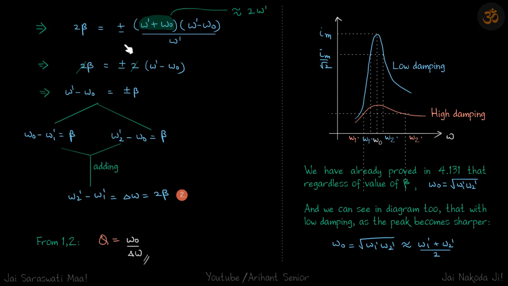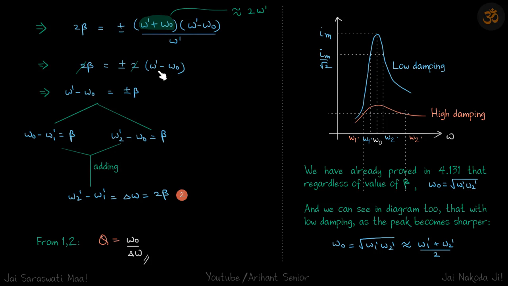So 2 beta is equal to plus minus. We can rewrite it like this. Now, because the damping is low, the curve is sharp. And if the curve is sharp, these terms will be close to each other. So omega dash and omega naught are pretty close. So we can write omega dash plus omega naught to be 2 omega dash, so that we get rid of this omega dash. So we get 2 beta is equal to plus minus omega dash minus omega naught.